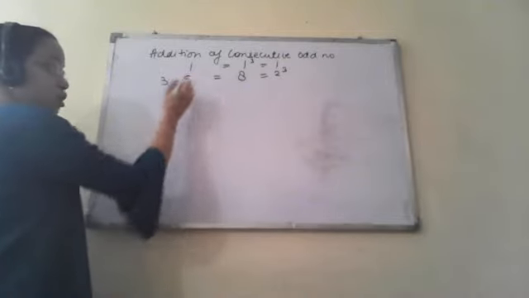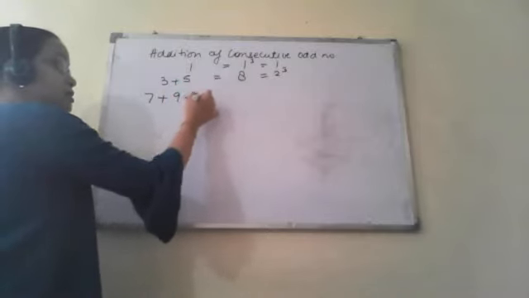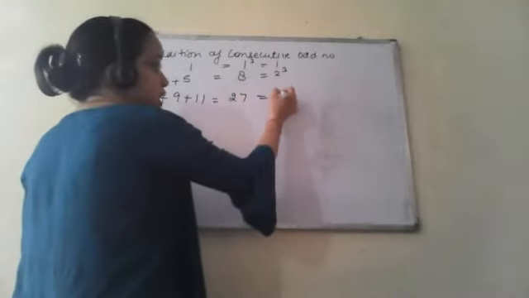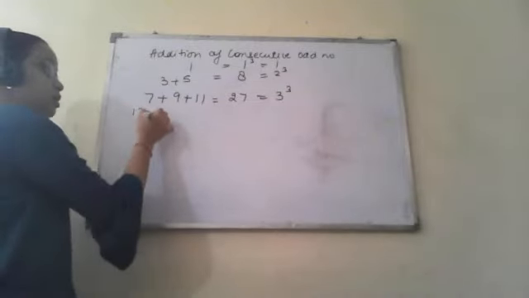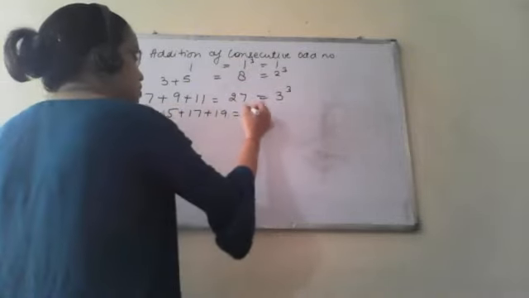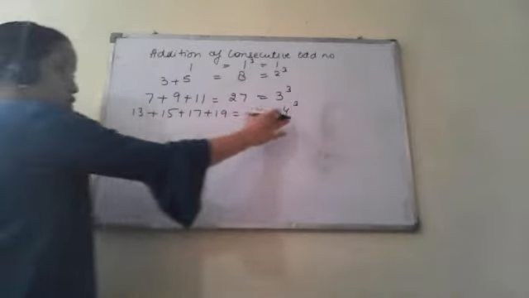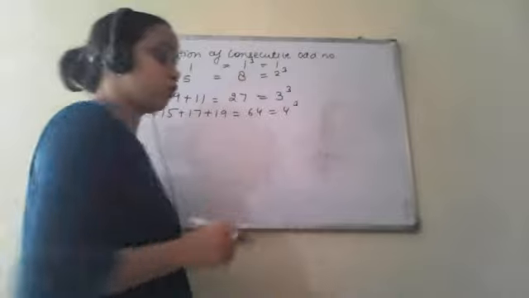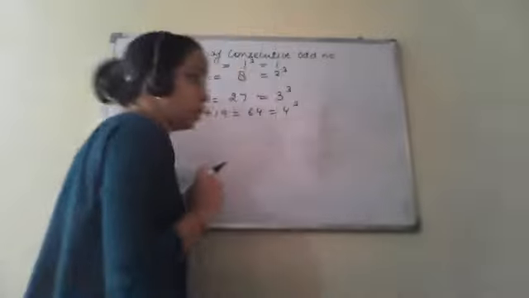Now the next odd numbers will be 7 plus 9 plus 11. The next three odd numbers give 27 and this is the cube of 3. Clear? Next odd numbers will be 13 plus 15 plus 17 plus 19. So it is 64 and this is the cube of 4. So the cube of any number, if it is the cube of 4, will be expressed as a sum of 4 consecutive odd numbers. This is the main point which I am trying to explain.